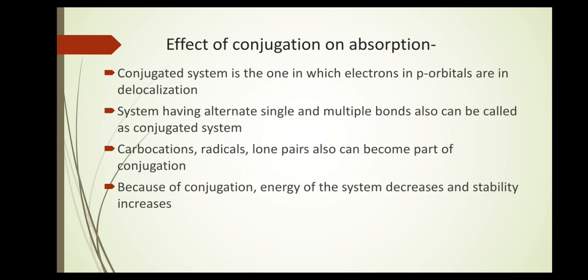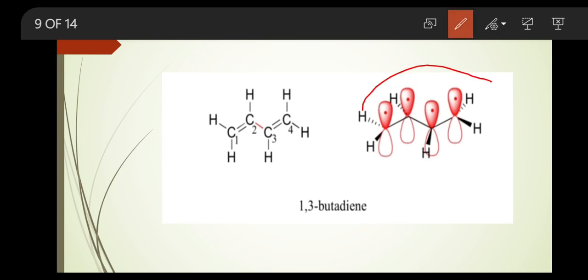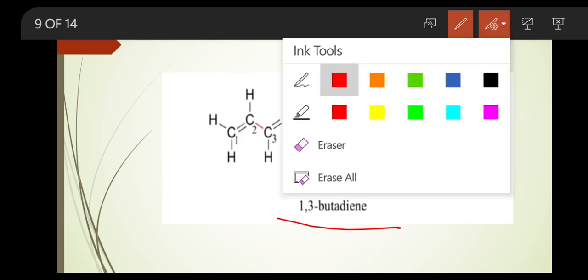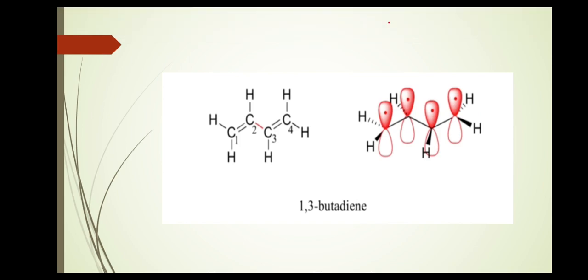We will see the next picture what it is. Here we can see each and every carbon is having a p orbital. This is the 1,3-butadiene example. Here C1, C2, C3, C4, each and every carbon is having a p orbital with one electron, and these electrons will delocalize. Delocalize means they move from one carbon to the other continuously, and this is called delocalization. And whenever you find a delocalized system, that is known as a conjugated system.